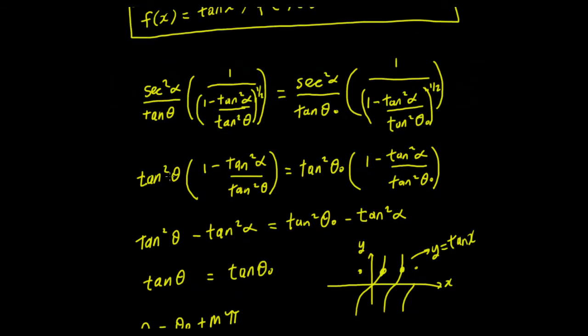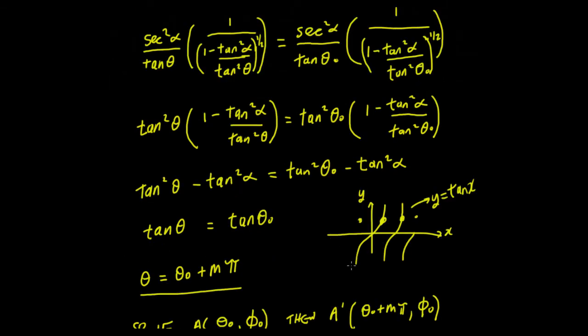From here we can multiply out the bracket, so we get tan squared theta, this cancels with that, and we get tan squared alpha. Again, tan squared theta naught multiplies with the 1, and the tan squared theta naught cancels with that one, and leaves tan squared alpha. These two tan squared alphas can cancel, and you end up with tan squared theta equals tan squared theta naught. We take the root of it, so you end up with tan theta equals tan theta naught.